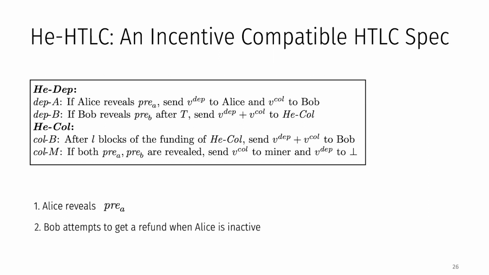Okay, if Alice is inactive, at that point pre-A is not available in the mempool, and at that point Bob can attempt to get a refund when Alice is inactive. So at that point you take these paths dep-B followed by call B. In path dep-B, Bob would actually release this pre-image B, which will increase the amount of bribe he would need to pay. Okay, at that point he does not get back anything. All of these funds would be transferred to a different contract, and then he needs to wait for at least L blocks after this contract has been created to actually get back his money.